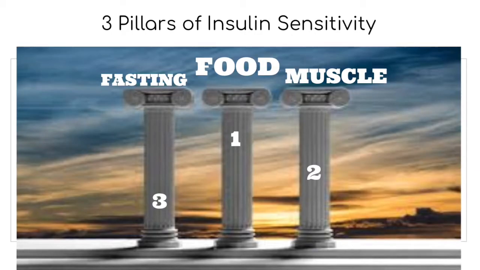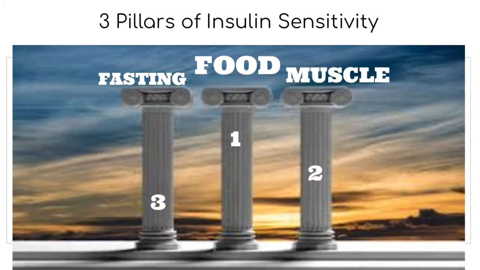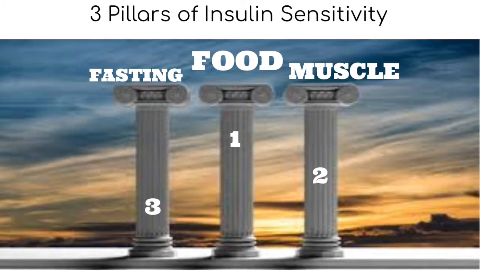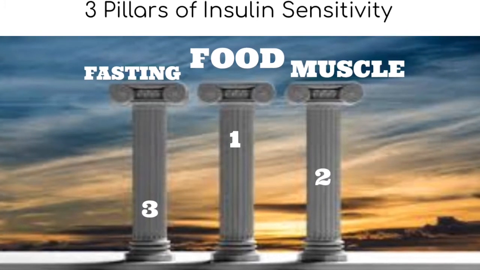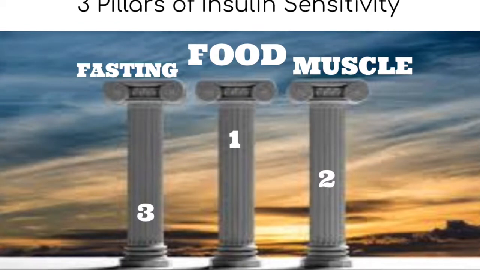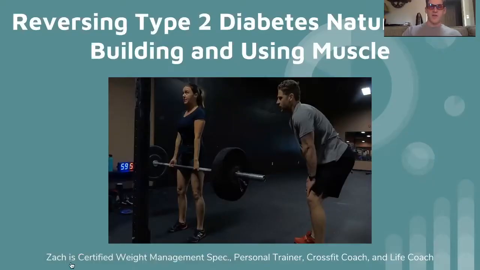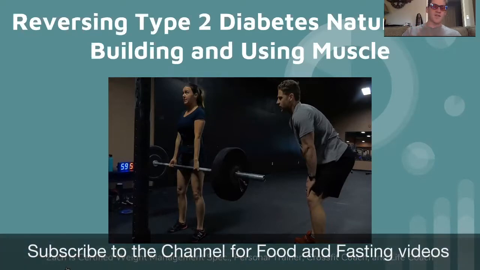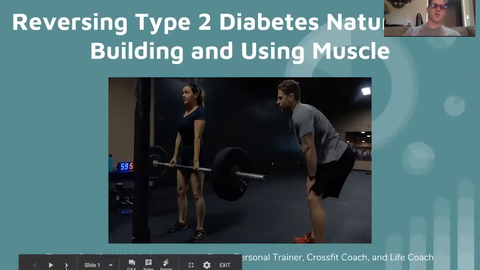The program itself is based on a three-pillar approach. Pillar number one is food, pillar number two is building muscle, and pillar number three is fasting. So, as we go through the slides here, we're going to talk about four different ways that we can reverse insulin resistance and type 2 diabetes just by using the second pillar of the program, which is building and using muscle.